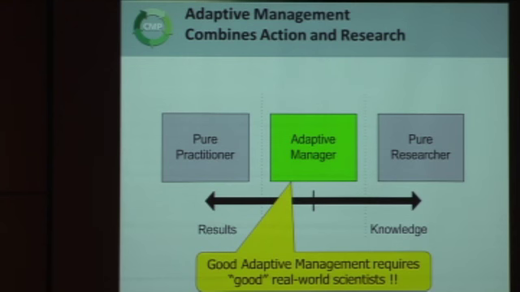So good adaptive management requires good real-world scientists. And I've added a few of these slides in today, actually, because I was watching the presentations, and I think you guys are on the cusp of becoming really good real-world scientists. But I want to sort of talk a little bit about what that takes and what I've learned about this.